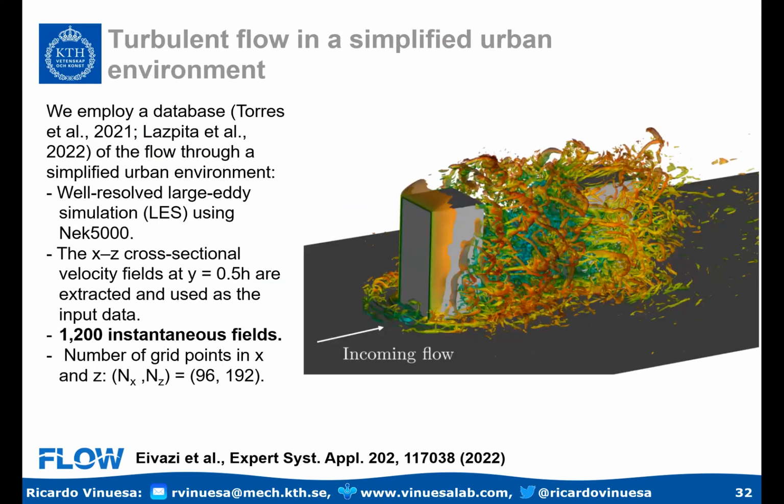I will start by explaining the type of data that we will be using. This is, again, DNS-like resolution of a simplified urban environment. So I have two obstacles. I have many databases where I vary the distance between the obstacles, and I have arrays of cities, but this is just the simplest flow case. There's a couple of papers where we document the database, and you can see the level of detail that we obtain in terms of the vortical structures. So this is a very well-resolved flow case. We have over 1,000 instantaneous fields, and we're going to consider a horizontal plane at half the height of the obstacles. So that horizontal plane will be basically the reference data that we're going to consider.